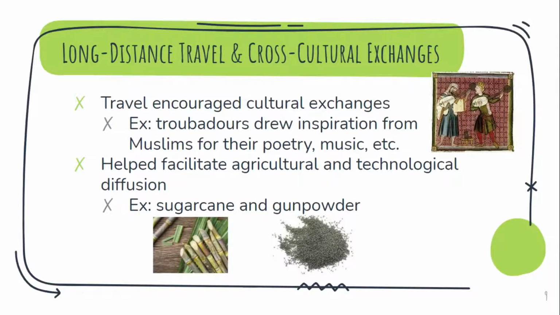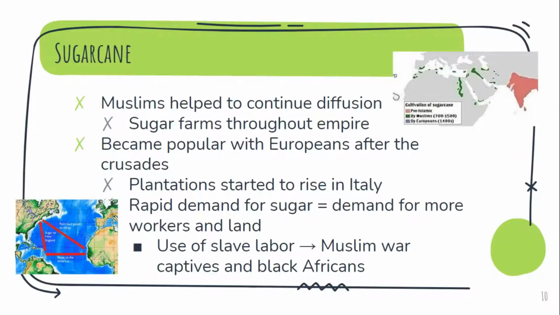Also, these travelings and these exchanges would help facilitate agricultural and technological diffusion, right? Diffusion meaning spread. And the two examples we're going to look at here are sugarcane as well as gunpowder. Let's focus on sugarcane for a moment.